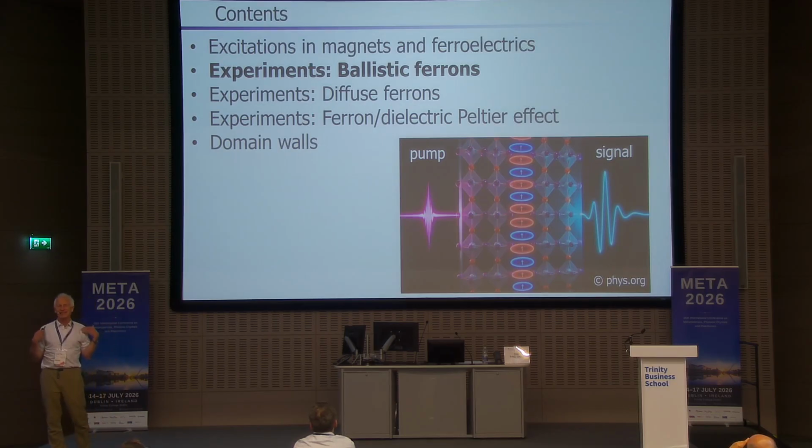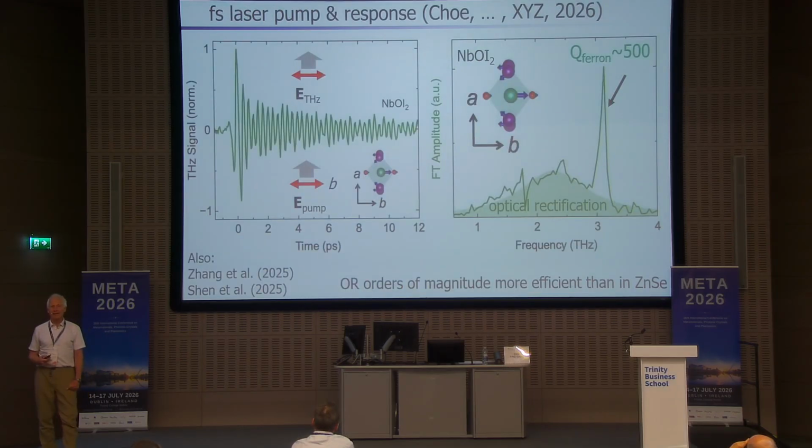Let me now discuss some experiments which give evidence of these ferrons and also show that they can be pretty useful. Now, the first experiment is done by the group of Professor Zhu from Columbia University. They hit the sample with a femtosecond laser and observe intense terahertz radiation. Now, here you see this result in time domain and in frequency domain. After an initial strong excitation, there is a long coda which is monochromatic, which you can see best in the Fourier domain here.